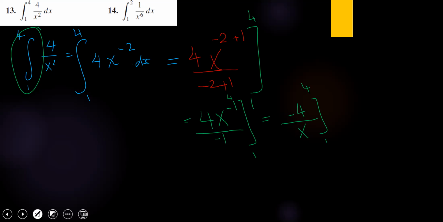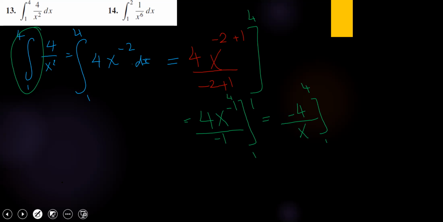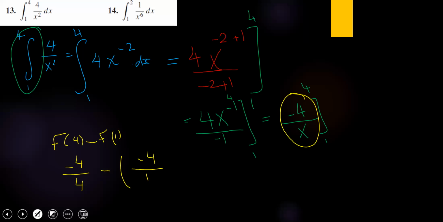Then I want now to find the integration of negative 4 over x on the interval from 1 to 4. That means I have to find f of 4 minus f of 1. Where is f? This is f. So it's negative 4 over 4 minus negative 4 over 1. Negative 4 over 4 is negative 1, minus negative 4 over 1 is negative 4. So it will be negative 1 plus 4, which is 3.